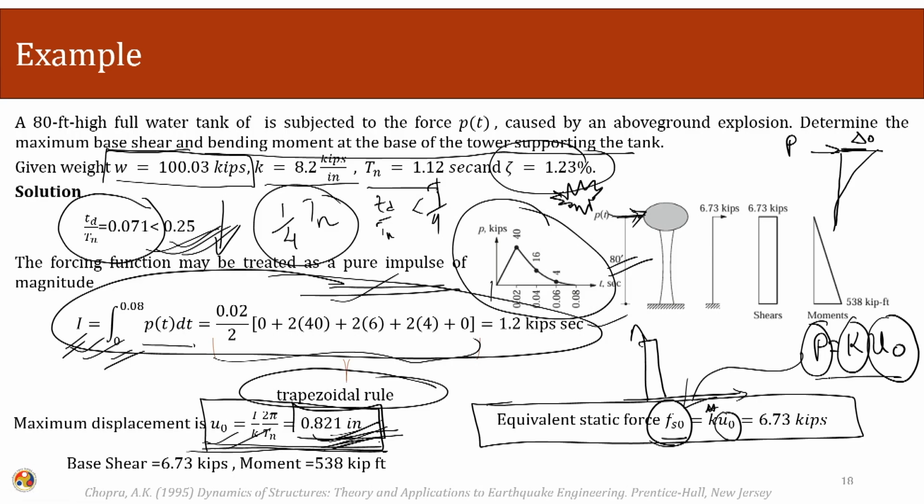Once I have my equivalent static force, I can use force equilibrium, and this becomes my base shear. If P is applied out here, my base shear will again be P, equal to V. This is the same value, and the moment will be the length times it. The moment will be 6.73 times 80 feet, so 538 kip-feet.